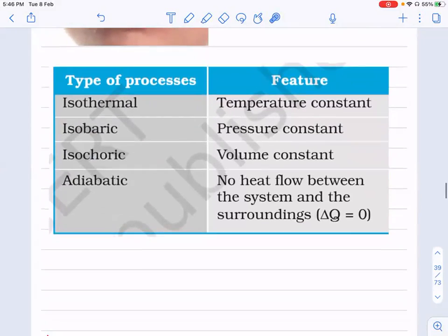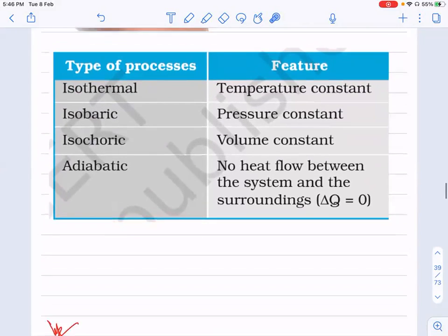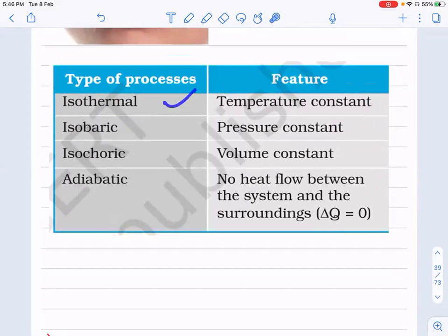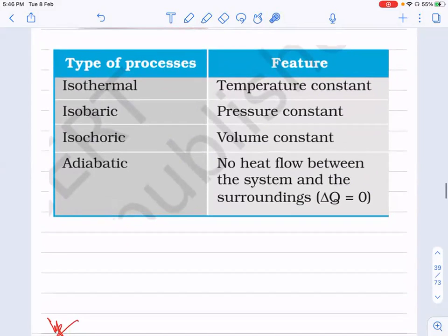Now all these processes which we have seen, isothermal में क्या था? Temperature constant था. Isobaric, it was pressure constant. Isochoric, volume constant. And adiabatic, no heat flow between the system and the surrounding, delta Q is 0. All the four processes summed up here. You can just recall them easily. ठीक है?